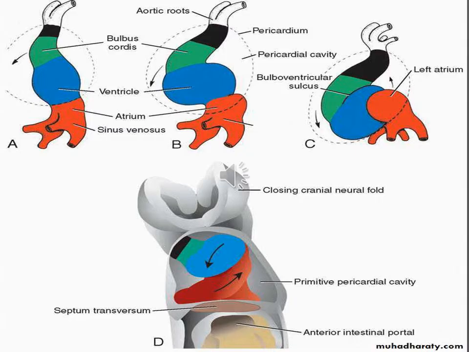This diagram shows the embryo at 22-23 days of age, which shows the frontal view of the heart tube undergoing looping in the pericardial cavity. The primitive ventricle, which is this blue one, is moving ventrally and to the right, whereas the atrial region is moving dorsally and to the left.